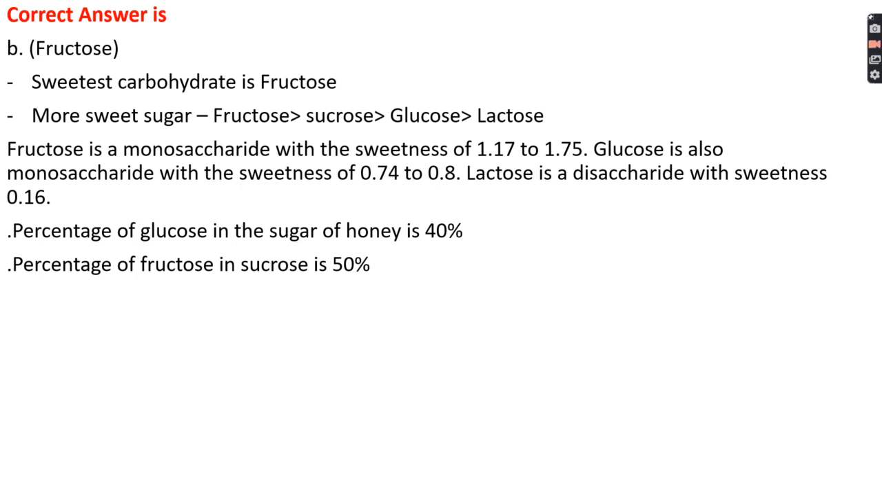Fructose is a monosaccharide with a sweetness of 1.17 to 1.75, while glucose is also a monosaccharide with a sweetness of 0.74 to 0.8. Lactose is a disaccharide with a sweetness of 0.16. The percentage of glucose present in the sugar of honey is 40%, and the percentage of fructose in sucrose is 50%.